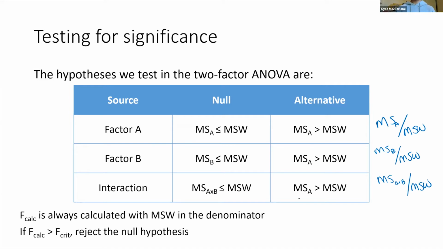We're comparing our F-calc to our F-crit. But remember that for our F-calcs, if it's greater than 1, that pretty much means that the MS A, B, or the interaction, whatever one it is, is greater than the mean squares within. If it's less than 1, it means that our numerator is smaller than our denominator, meaning that our mean squares from our source is smaller than our variance within, our mean squares within, which would support the null hypothesis.